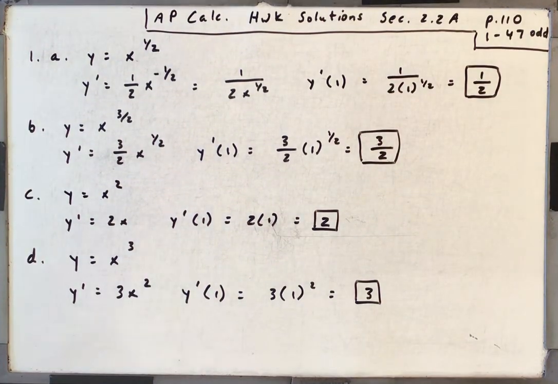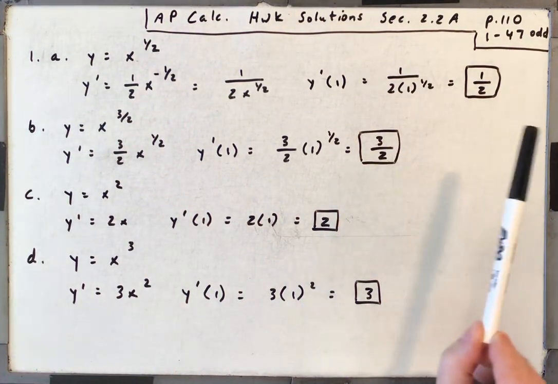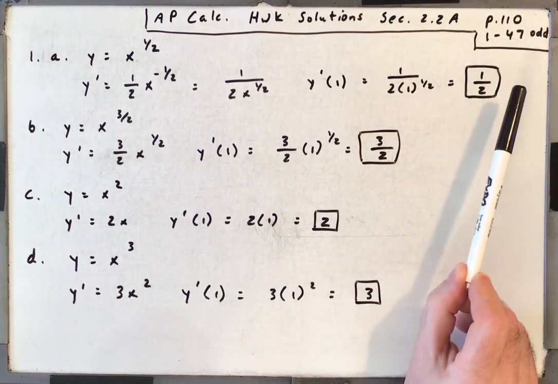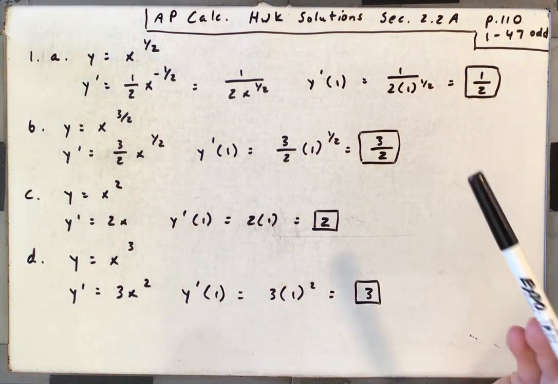This is AP Calculus Homework Solutions, Section 2.2a. We're going to go over page 110, 1 through 47, odd.